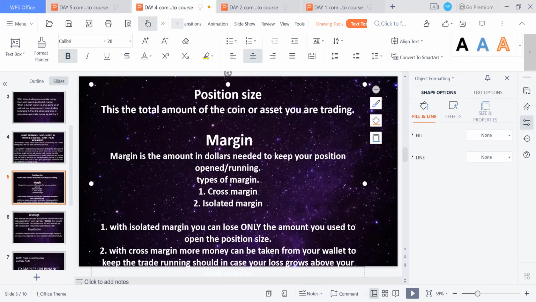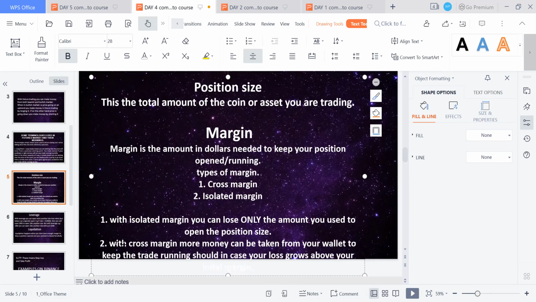Now, types of margin, we have cross margin and isolated margin. Let me explain isolated margin first. With isolated margin, you can only lose the amount you use to open the position size.